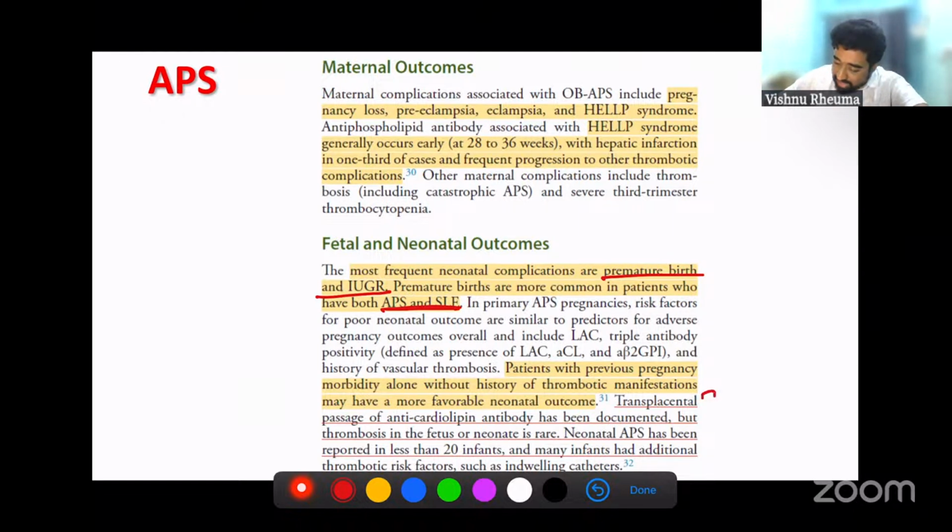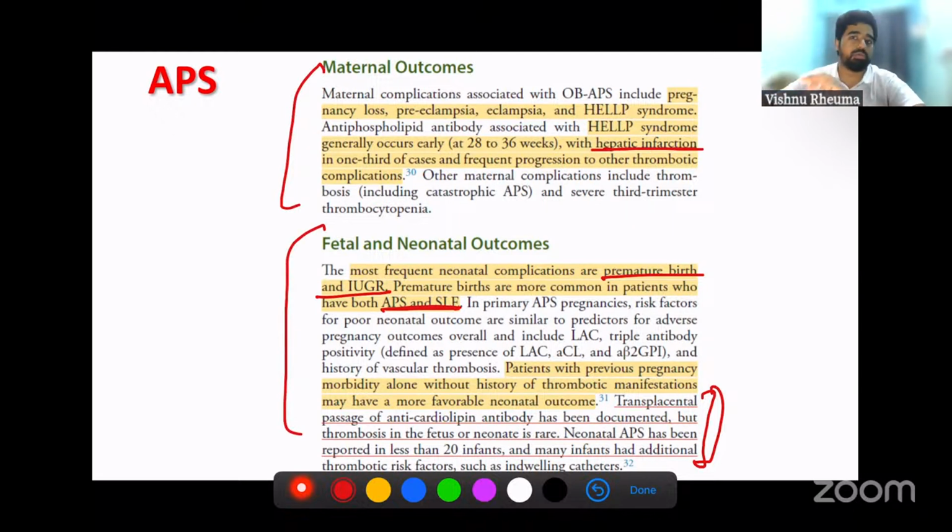Transplacental passage of these antiphospholipid antibodies may cause neonatal APS, although that is something that is only hypothesized until now. This is not a very regular thing; although transplacental passage has been documented, neonatal APS has not been documented much. So maternal outcome is mainly fetoplacental insufficiency, and sometimes thrombotic events can also occur, like hepatic infarct, while fetal outcomes are mainly premature delivery, IUGR, abortion, stillbirth, etc.